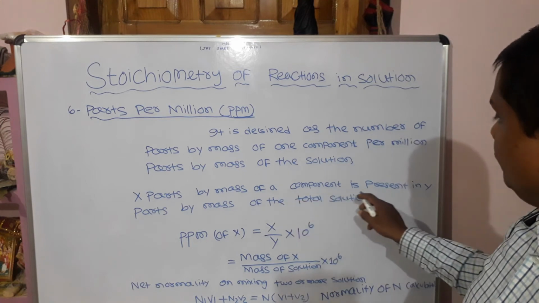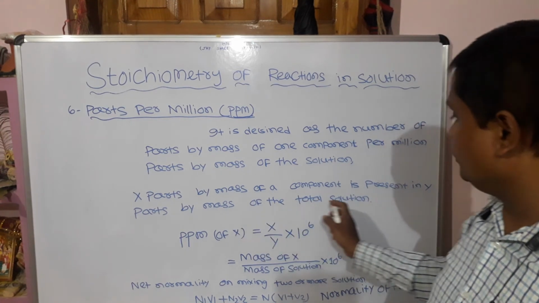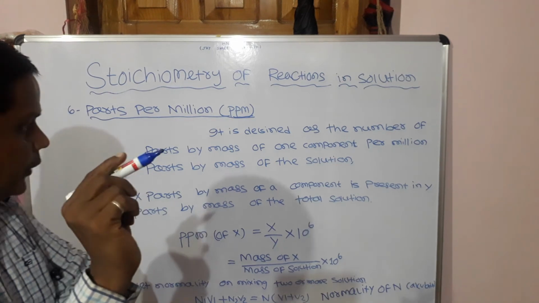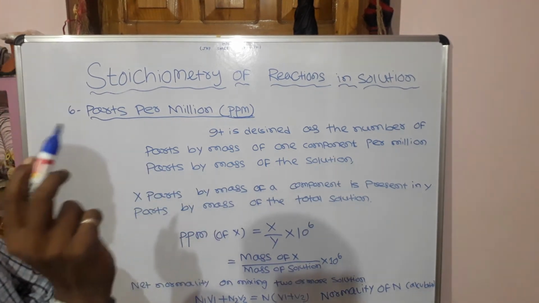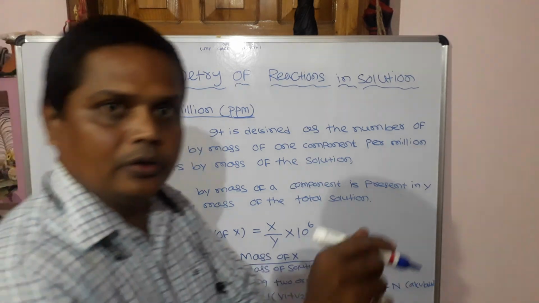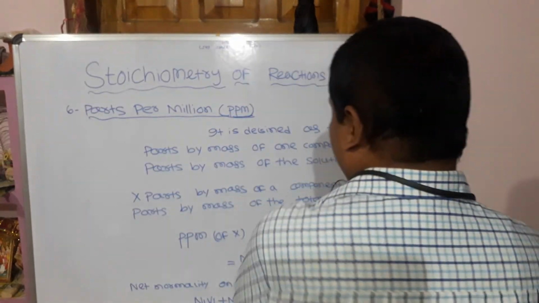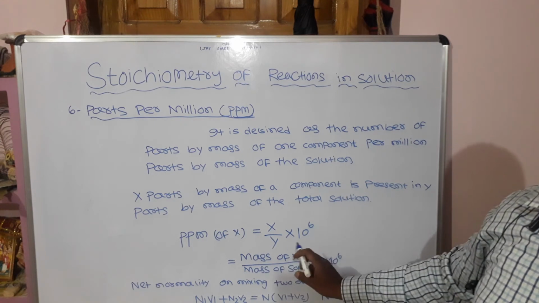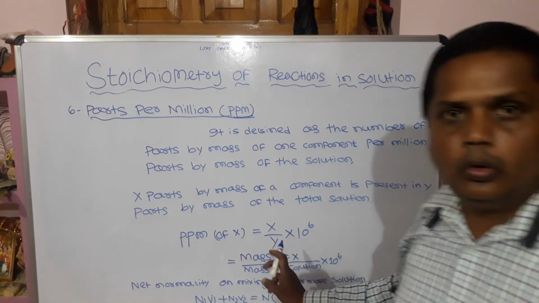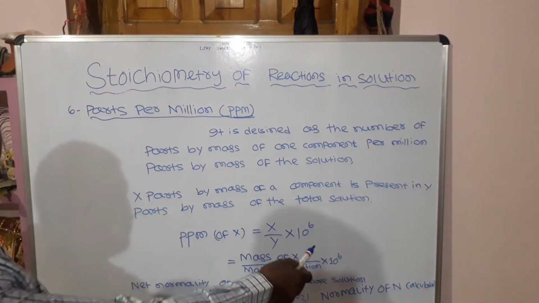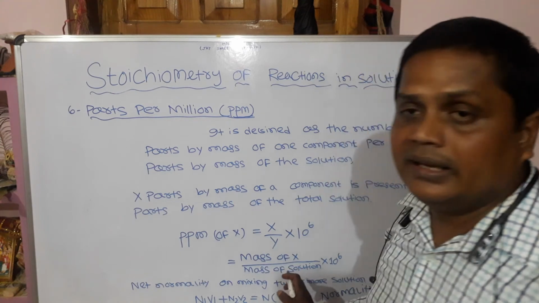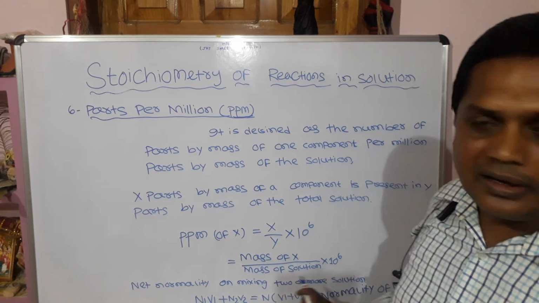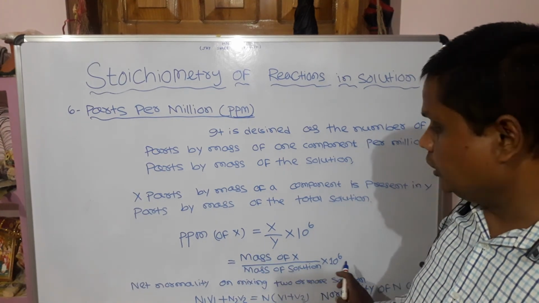If X parts by mass of a component are present in Y parts by mass of the total solution, then ppm of X equals X by Y into 10 to the power 6, which equals mass of X by mass of solution into 10 to the power 6.